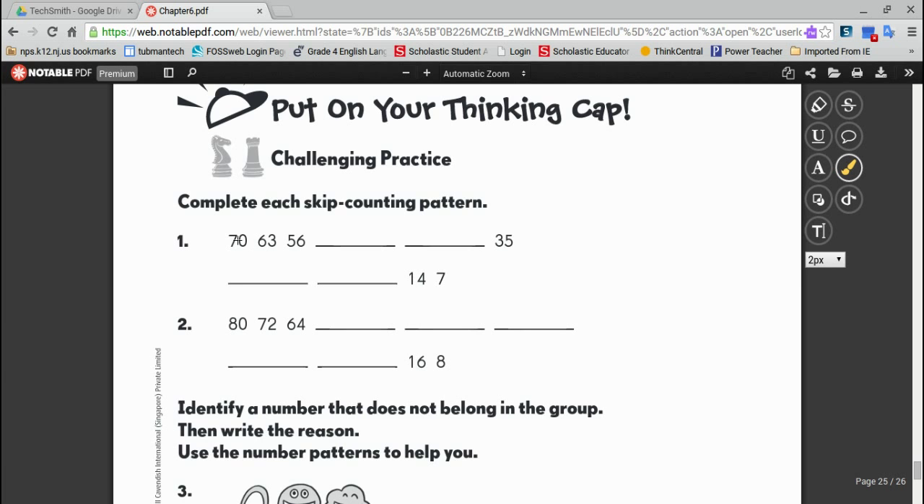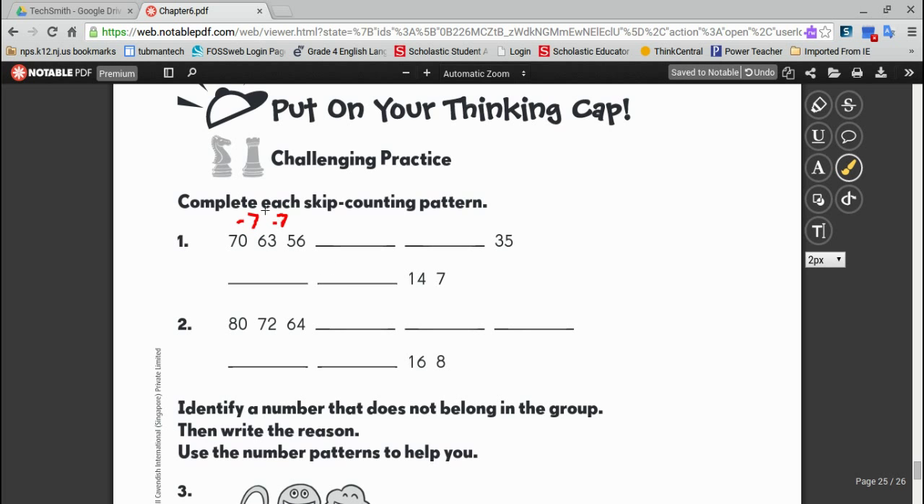So let's look at 70. If we look at the difference between 70 and 63, we know we're counting back by 7, so we're going minus 7. If you think about it, 70, 69, 68, 67, 66, 65, 64, 63, we're counting back by 7. And 63, again, minus 7 would be 56. So here we're looking at our 7 multiples, but we're going backwards this time.